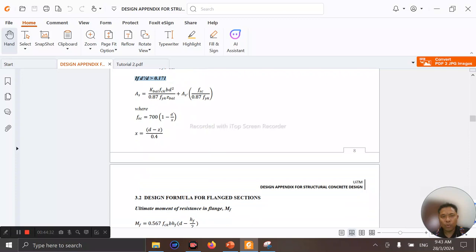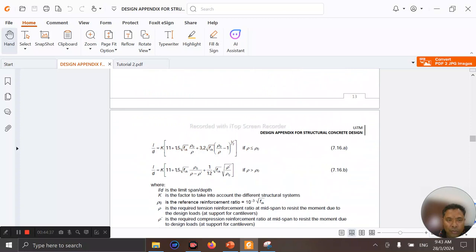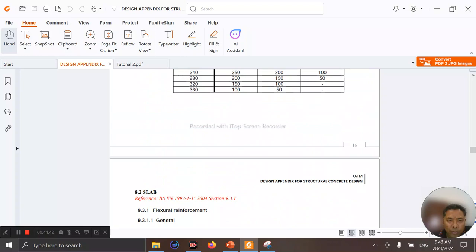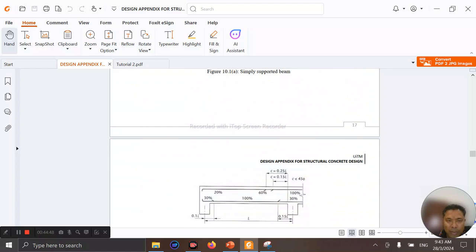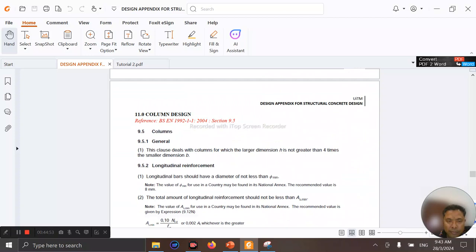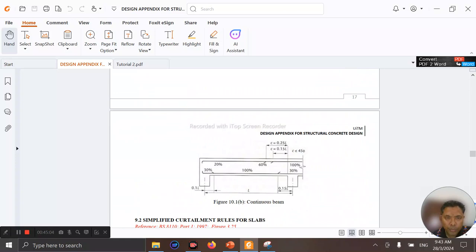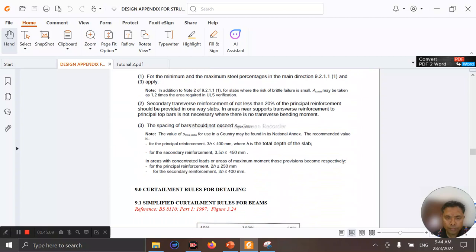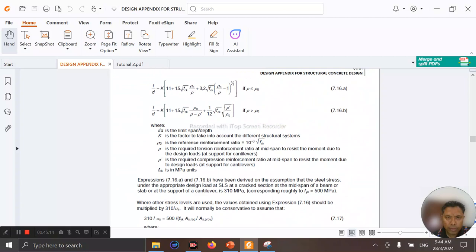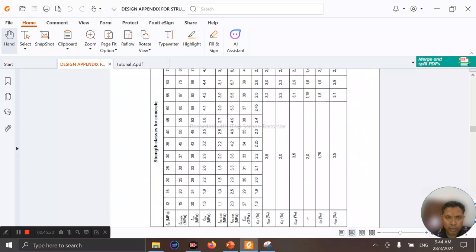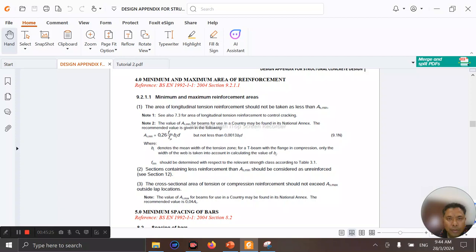I open the Eurocode, 9.2. So we have to find 9.2. Where is 9.2? This is 6.0, 7, 8, 9. Okay, 9.2 should be above. Where? Wait, it should be there. Where is it? This is for columns. It should be above this. I don't know why it isn't there. Is it in the beginning? We have to check. This. They put it in 4.0 instead.